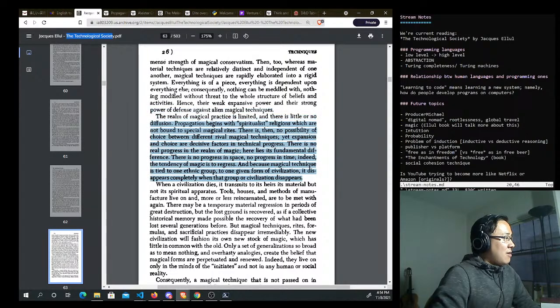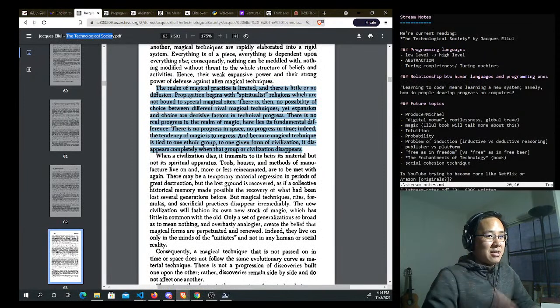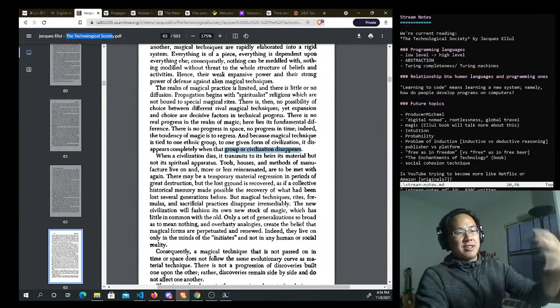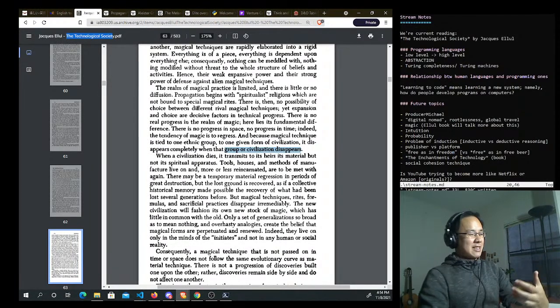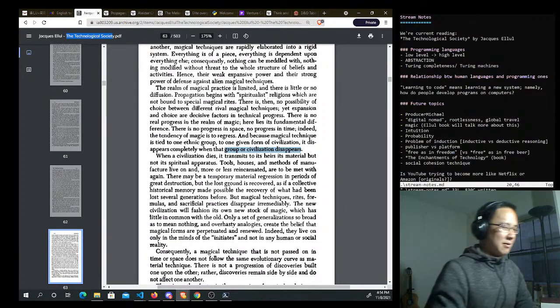Okay, so here we have some kind of ethnographic, cultural remarks about magic, saying how magic is associated with one group. I think probably what's going to go on here is he'll be talking about how technology pushes groups and civilizations to keep on evolving, and as they evolve, then the magic will also evolve. That's where I think he's probably going to be going with this.